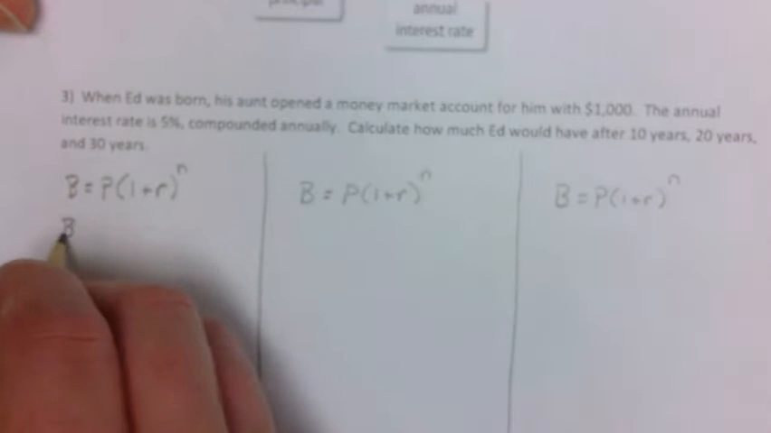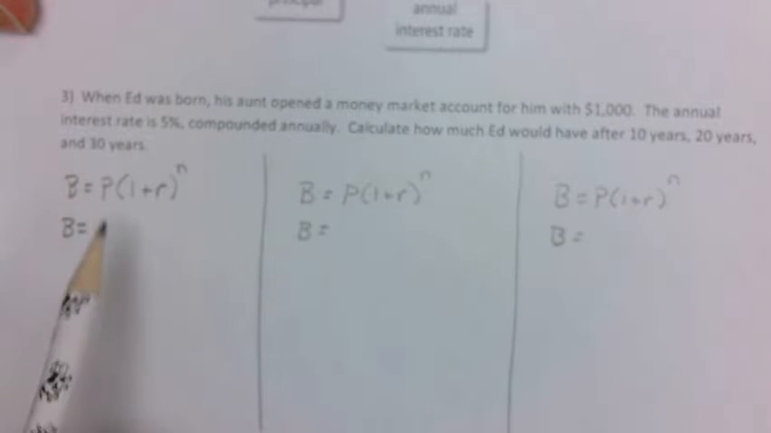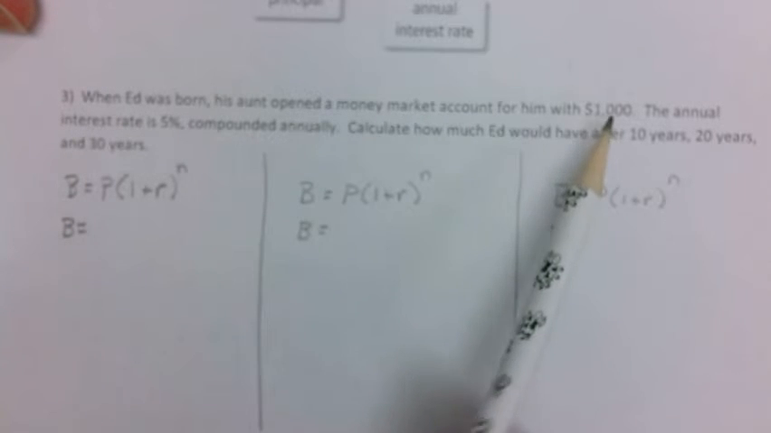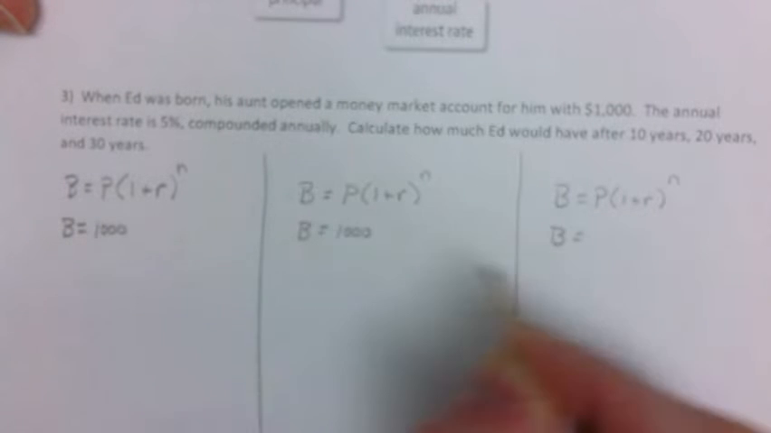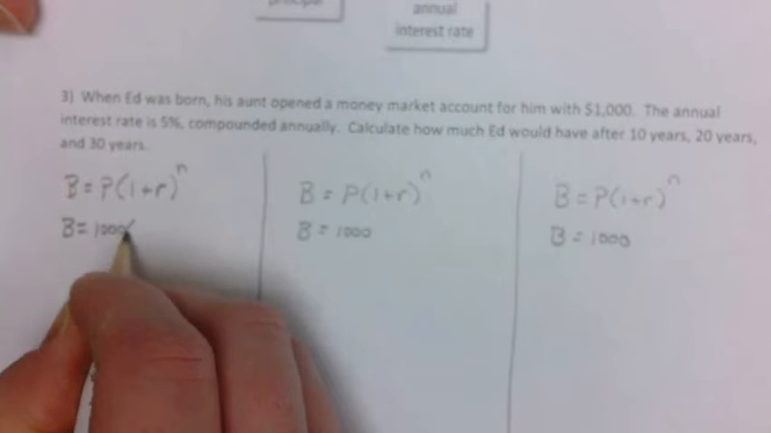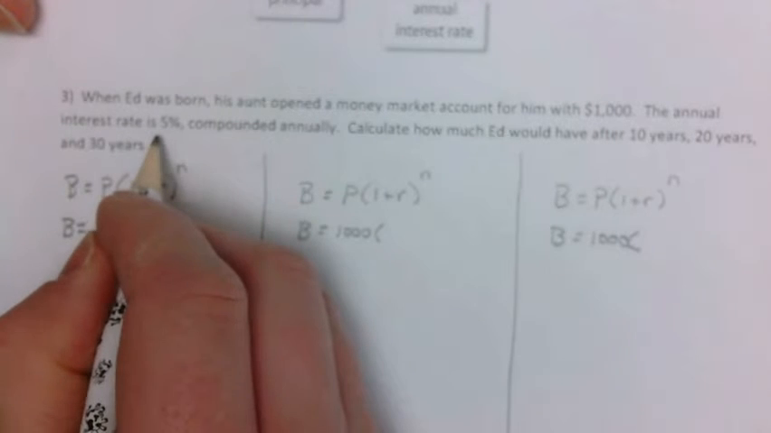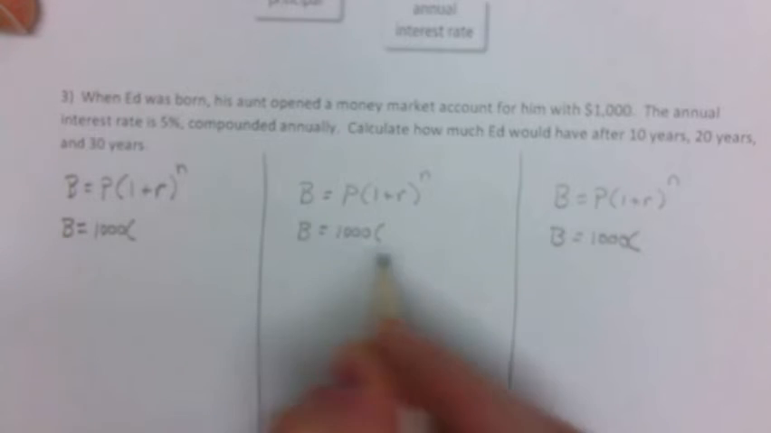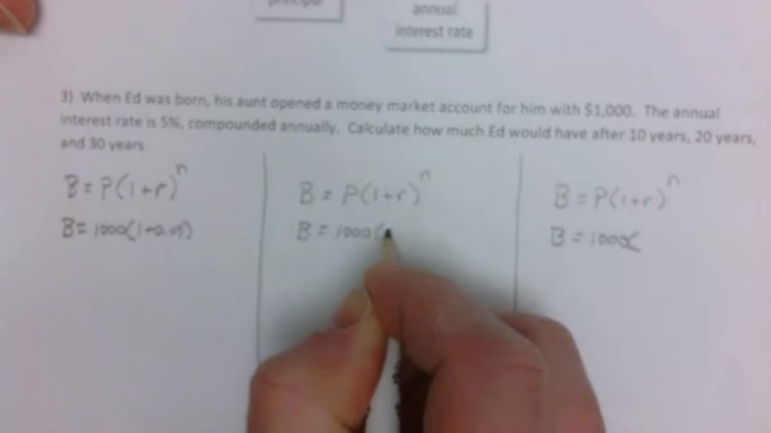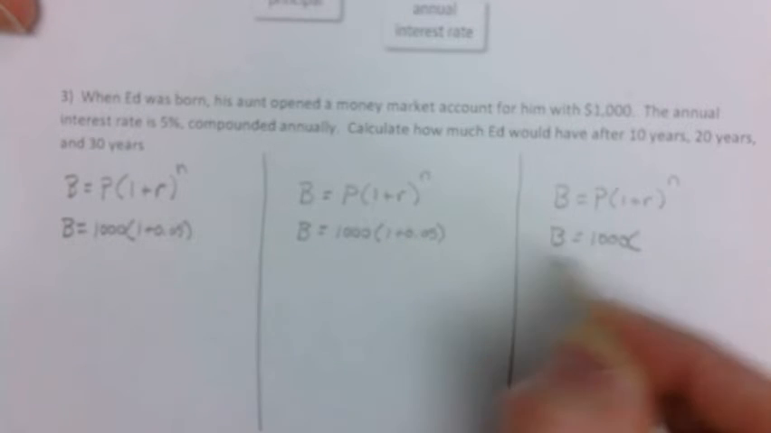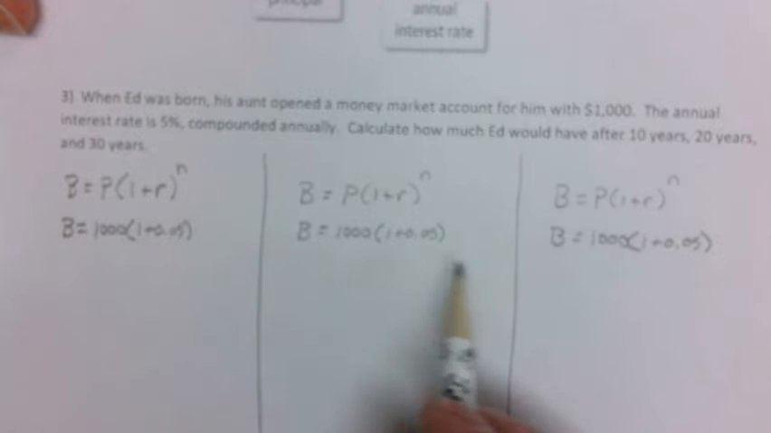So we're going to start each of these with B equals, and the principal amount that Ed started with was $1,000. So we're going to fill that in the equation for each spot for the principal. And now the interest rate is 5%. 5% as a decimal, remember, is 5/100ths. So in the parentheses for each of these, we're going to have 1 plus 5/100ths, 1 plus 5/100ths, 1 plus 5/100ths. Okay, so all of the equations look the same right now.